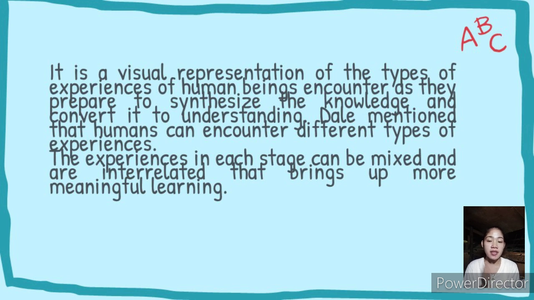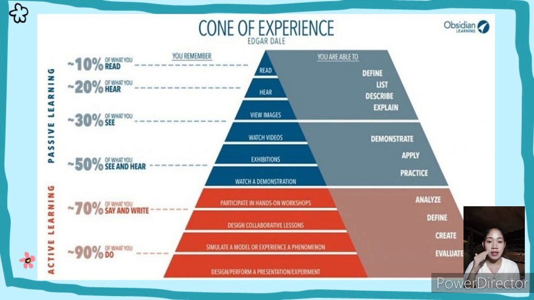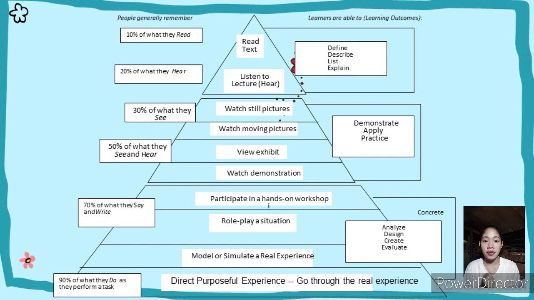So he has divided this model into three major categories, from the most abstract to the least abstract, as it travels down from the top to the bottom. According to Dale, the arrangement in the cone is based on the abstraction and the quantity of the senses involved. The experiences in each stage can be mixed and are interrelated. That brings up more meaningful learning. Dale's cone of experience is a model that incorporates several theories related to instructional design and the learning processes.